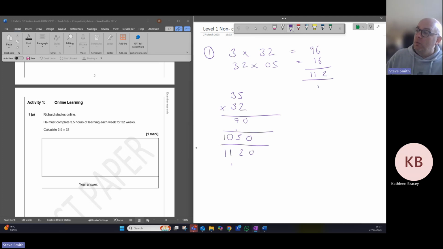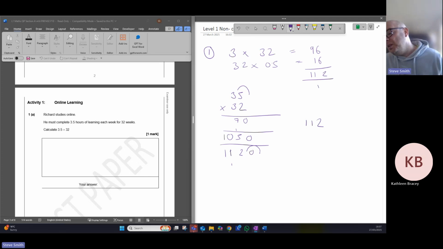So we said we take the decimal place out, so we timesed this number by 10. To put it back in here, we divide it by 10 and it becomes 112. So that's the second way. Is there a third way?